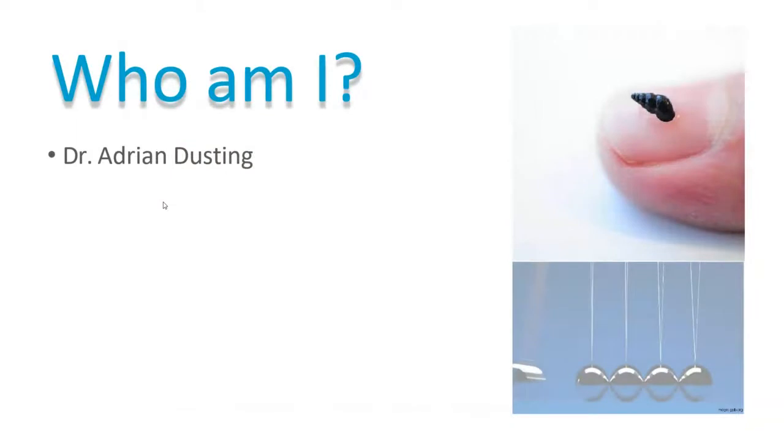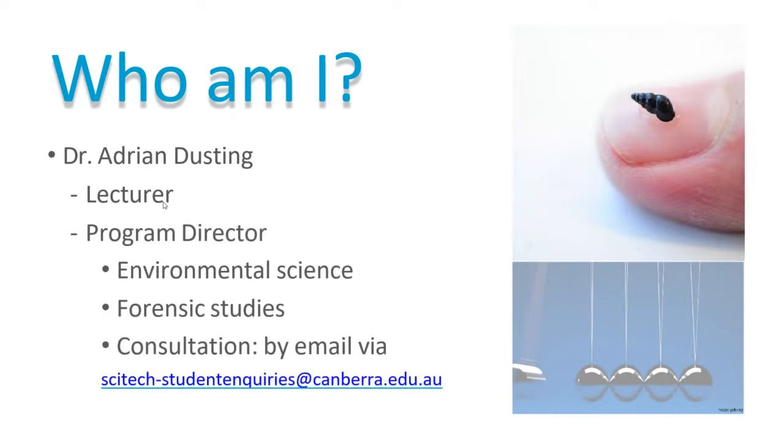First of all, who am I? Just as a quick introduction, I always think it's nice to know to whom you're speaking. My name's Adrian. You will see me in many of your lectures in first year across a few different units: data analysis, skills for science, contextual physics, or perhaps diversity of life and habitats, as well as other things. But I'm also the program director for environmental science, as well as forensic studies. You may need to contact me at some stage during your course. The best way to do that is to use the email address here. That is a generic email address for our education team, and if there's anything that they think I can help you out with, they'll escalate it to me.